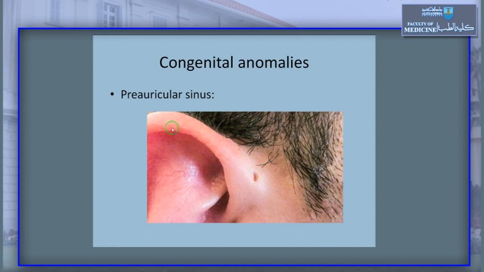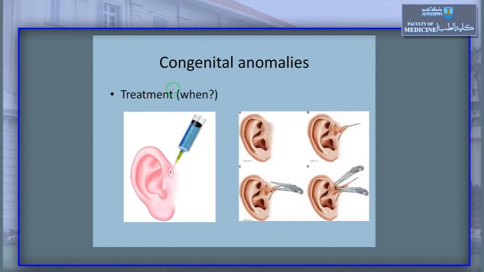no problems. But if the patient is developing repeated inflammation or abscess formation in these tracts, then we offer him a surgical treatment to remove the preauricular sinus and the branching tracts. How do we do it? We just inject a colored dye. Here we inject methylene blue through the sinus opening. This should go into all the branching tracts under the skin and stain them blue.